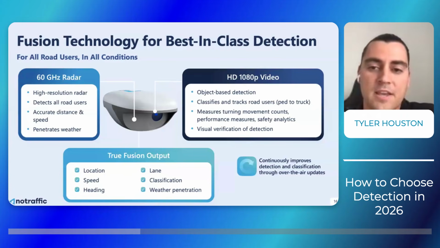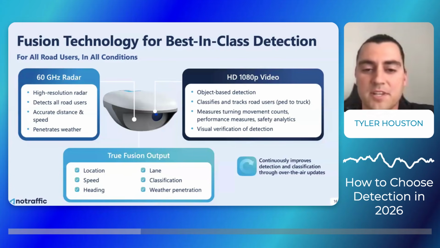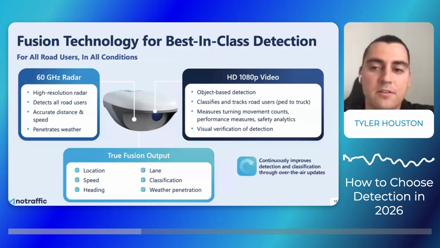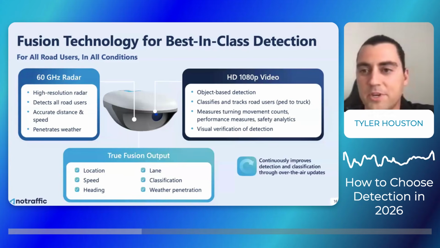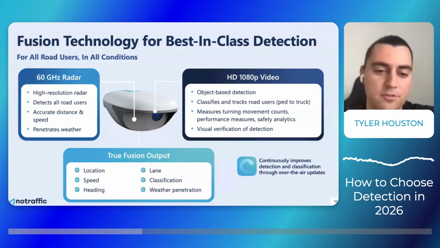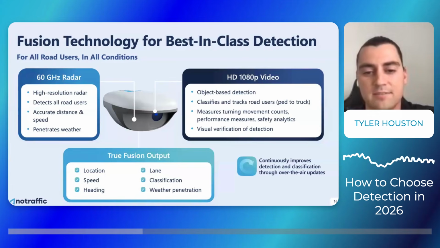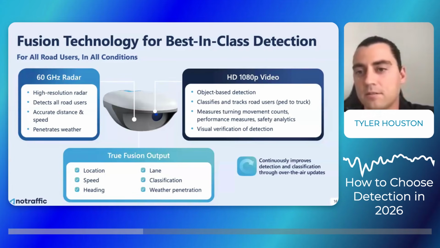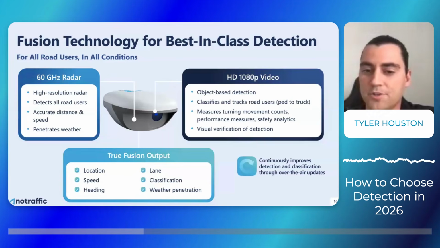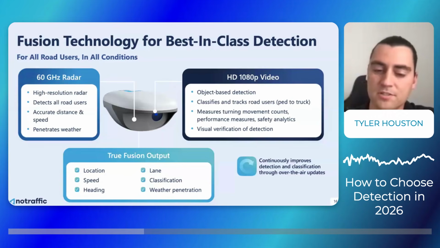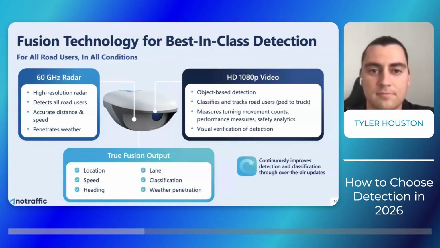So we fuse both of those two different types of sensors into one output fusion file, which gives us very detailed information of every type of object, which includes location, speed, heading, what lane they're in, and what type of road user it is. And we're doing this in all different types of weather conditions.